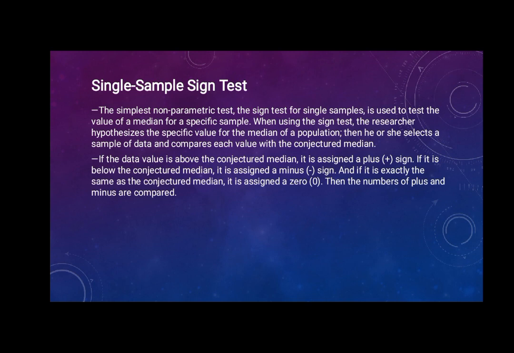If the data value is above the conjectured median, it is assigned a plus sign. If it is below the conjectured median, it is assigned a minus sign. And if it is exactly the same as the conjectured median, it is assigned a 0. Then the number of plus and minus signs are compared.